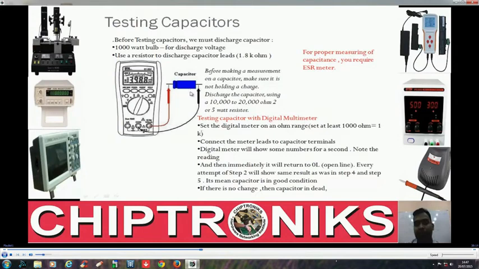Alright, but this procedure is only for when you remove the capacitor from the circuit. When you remove the capacitor from the circuit, you have to remove at least one leg of the capacitor. But if you want to measure the capacitance and you don't want to remove that capacitor, in that case this process is a failure. In that case, you have to use an ESR meter. ESR stands for electrostatic series resistance. Electrical series resistance.